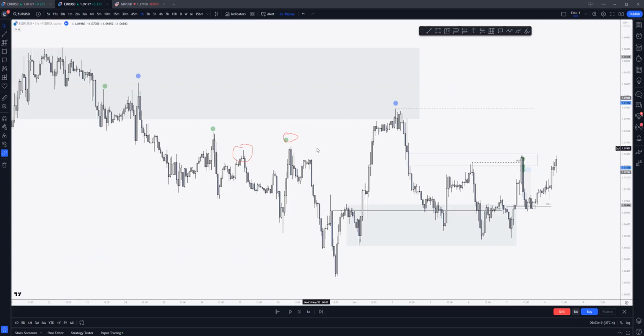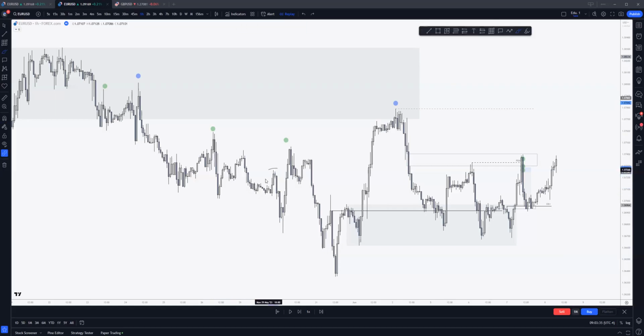It depends how you look at it. For me, I didn't view this as a sweep, and it doesn't fill imbalance. So I was not looking at it like that, because this was just taking out sub, right? This was just a little pullback, taking out sub.